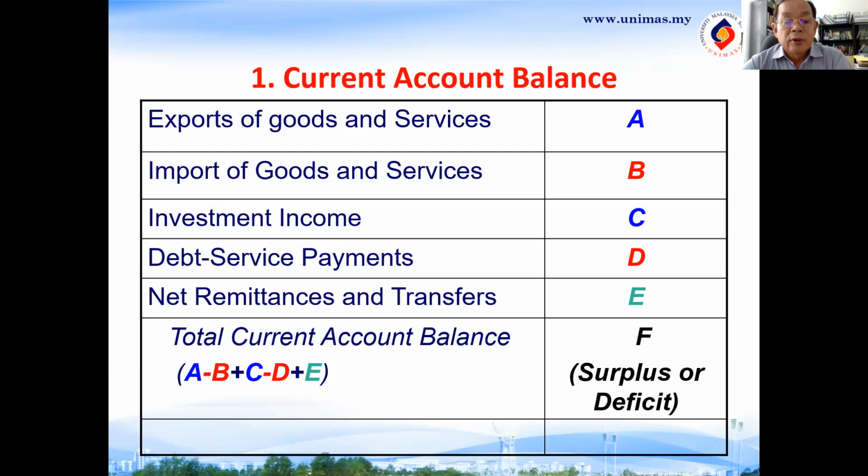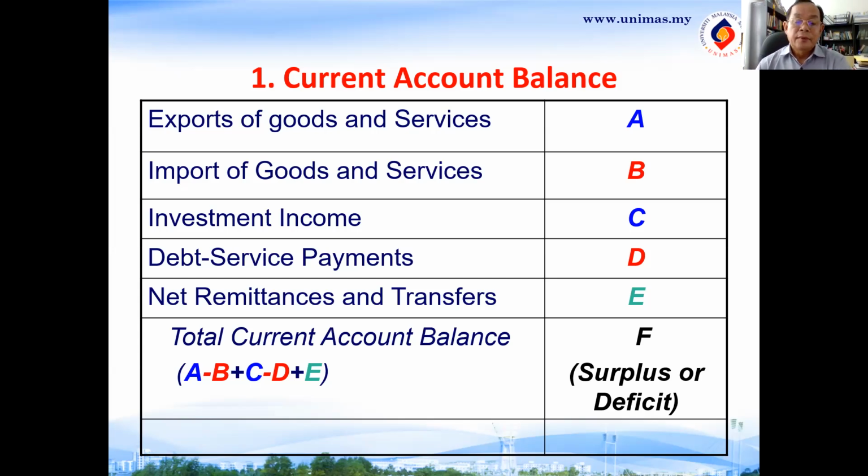And then the other one is the investment income. I put the color blue for C, because the more investment there is, the better it is for the country's current account, actually. And then there is the debt service payments, which you have to pay for any form of debt from whatever borrowing ataupun yang pinjam lah. And then the other thing is the net remittance and transfers, and I put it green just to show that it can be positive or negative.